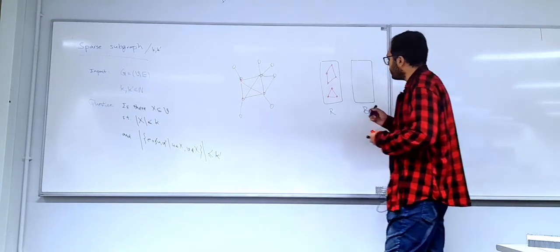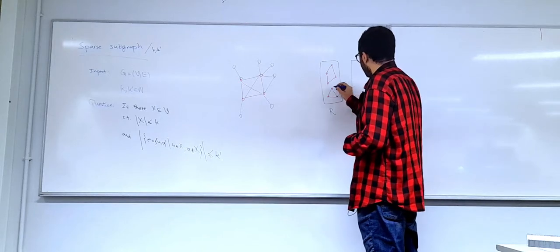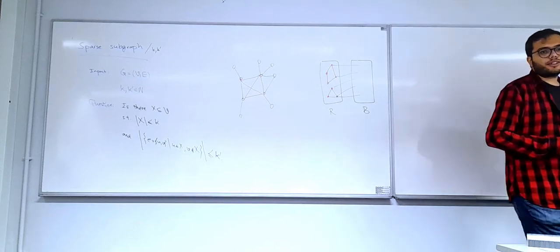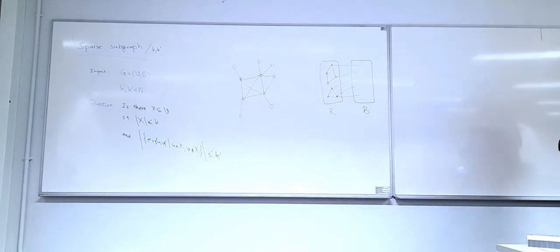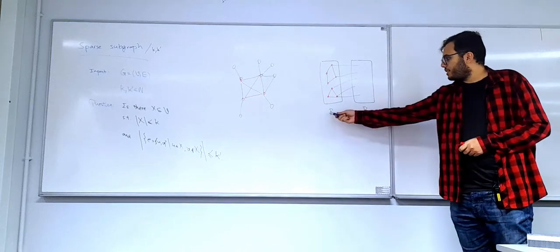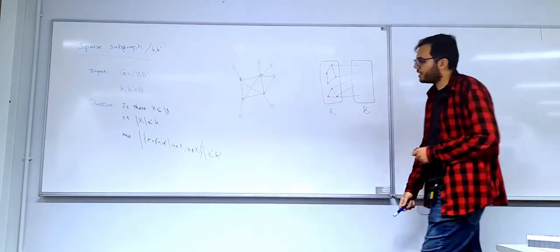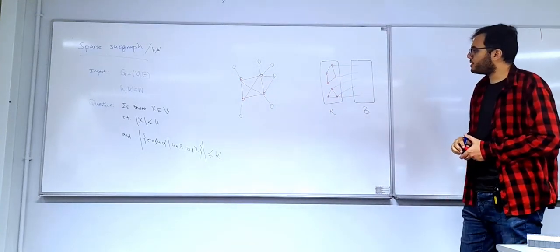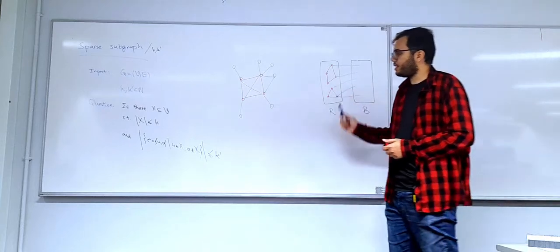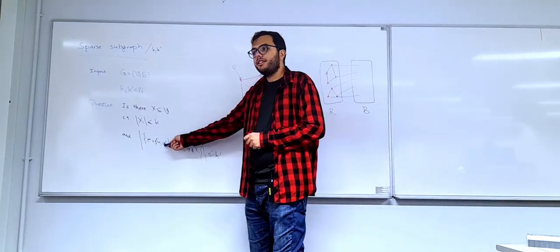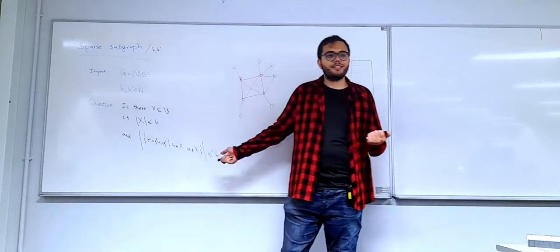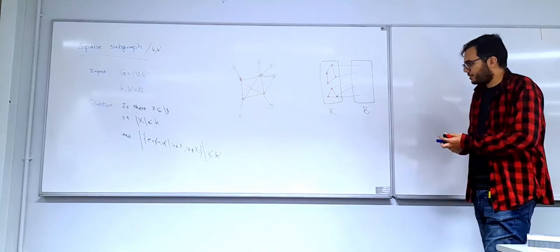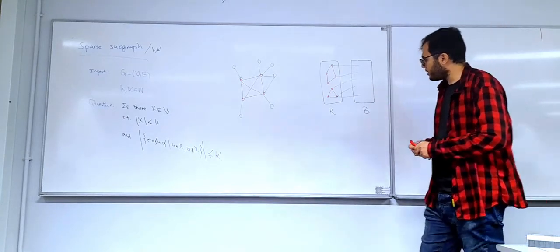But for each connected component, I know how many edges it has to the blue side. Right? And the total number of edges that go from the red side to the blue side should be at most k prime. And of course, the total number of vertices that I take should be at most k. So does this ring a bell? It's like the same problem that we solved before. This is basically Knapsack.